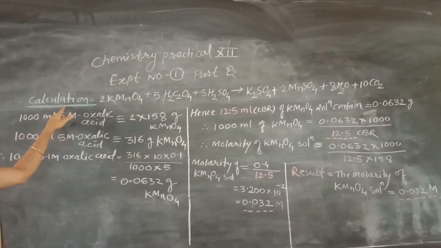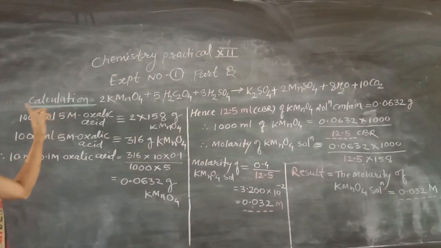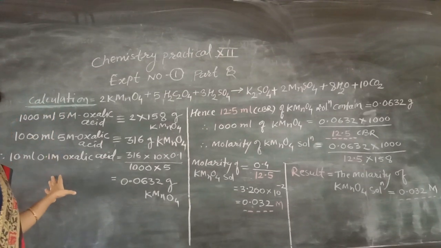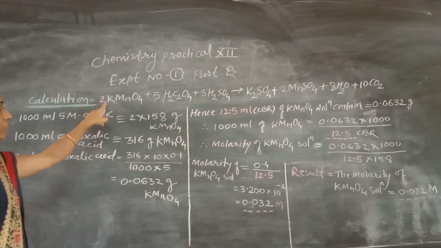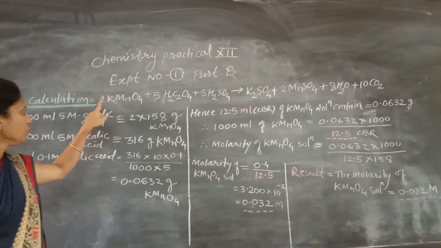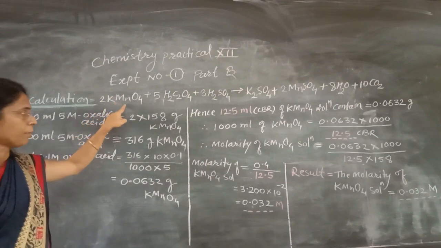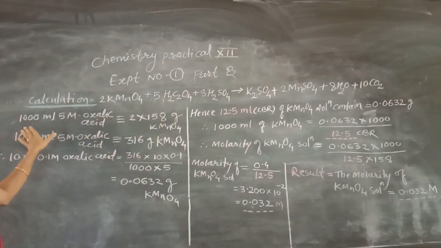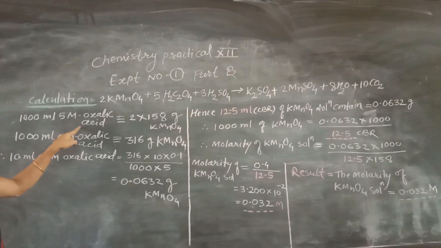See, in calculation, we need to find out the molarity of KMnO4 solution. So to find the molarity of KMnO4 solution, first of all, see the equation. In the equation, we can see that 2 moles of KMnO4 combine with 5 moles of oxalic acid. Hence, here I write 1000 ml of 5 molar oxalic acid.